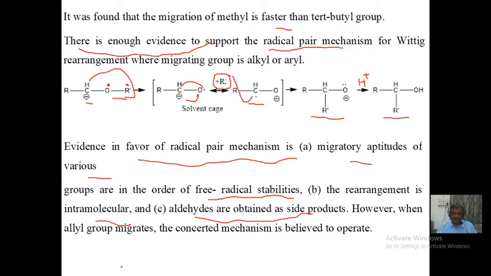However, when the allyl group migrates, the concerted mechanism is believed to be operative, friend. You know what the allyl group is? Groups with a double bond, right. So in such cases, the ethers with allyl groups would prefer the other path, the concerted mechanism, which is there in the next slide.